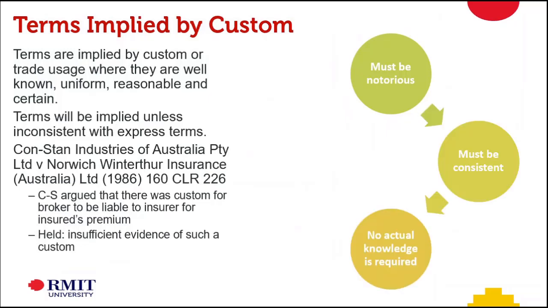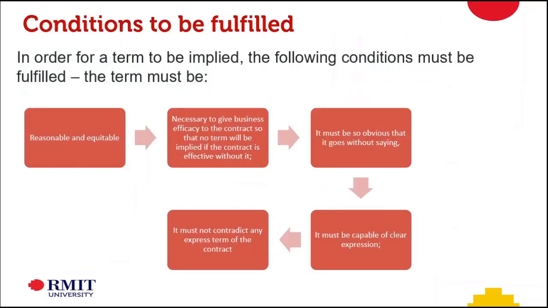And then we've got terms implied by custom. Again, the custom itself needs to be notorious. It needs to be consistent with the rest of the contract. Even though it's notorious, you don't actually have to have actual knowledge, which can be a little bit difficult. Particularly given the case that we used, Con-Stan, it was found that there wasn't this notorious practice that brokers would make these payments. And it's just a question of fact as to what's happening in that industry.